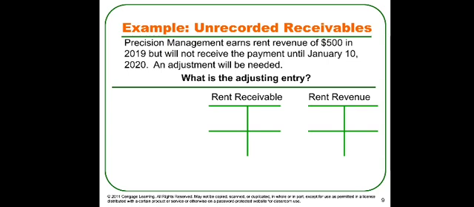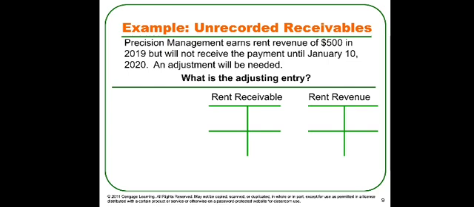Okay, let's see the first type of adjusting entry. This is the example for adjusting entries for unrecorded receivables. Okay, receivables is an asset. Receivables means something that your business will receive in the future, so it is an asset.